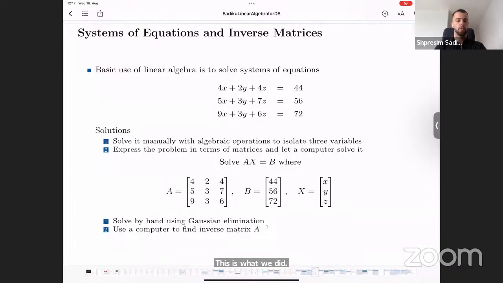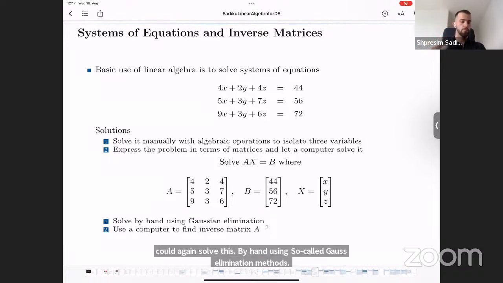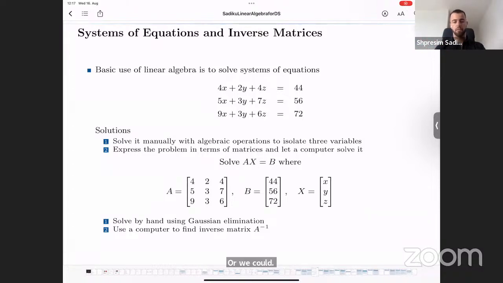Another way would be to express the problem in terms of matrices, and we could let a computer solve it. We would just express this system of three linear equations via the matrix A, where we keep only the coefficients for the three dependent variables x, y, and z. With B, we would denote the coefficients after the equal signs: 44, 56, and 72. And for X, we would have the three variables x, y, and z. We could again solve this by hand using the so-called Gauss elimination method, or we could use the computer to find the inverse matrix A-1, which is what we did in the Google Colab, and as we will see later.